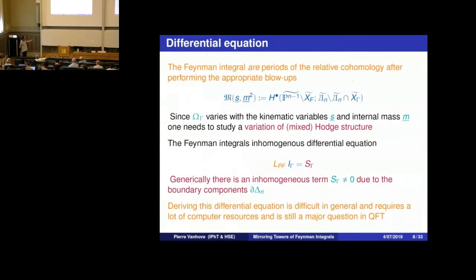As a consequence of that, now you are interested in the way the Feynman integral varies when you vary the physical parameters.